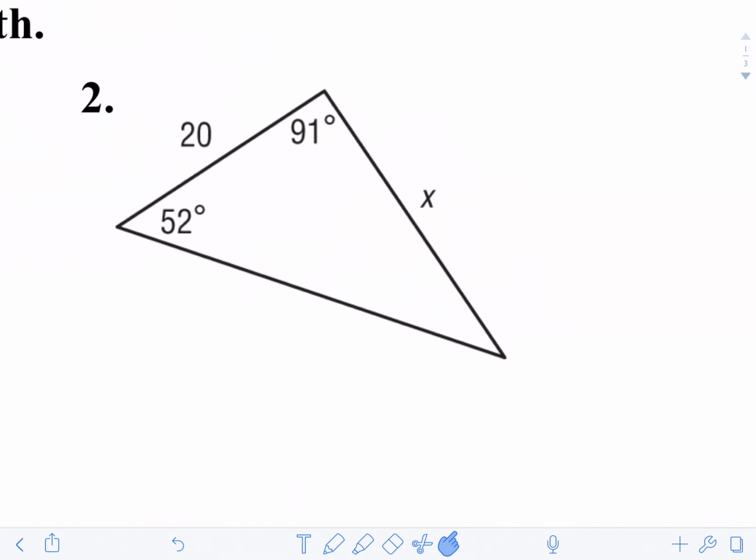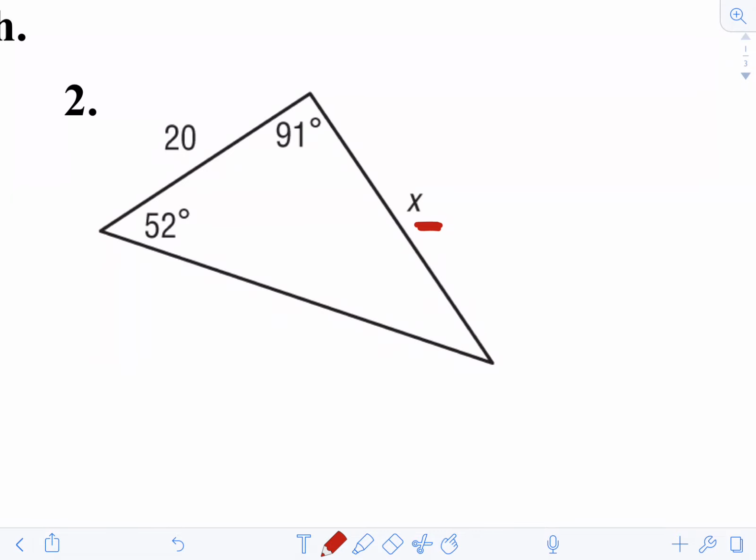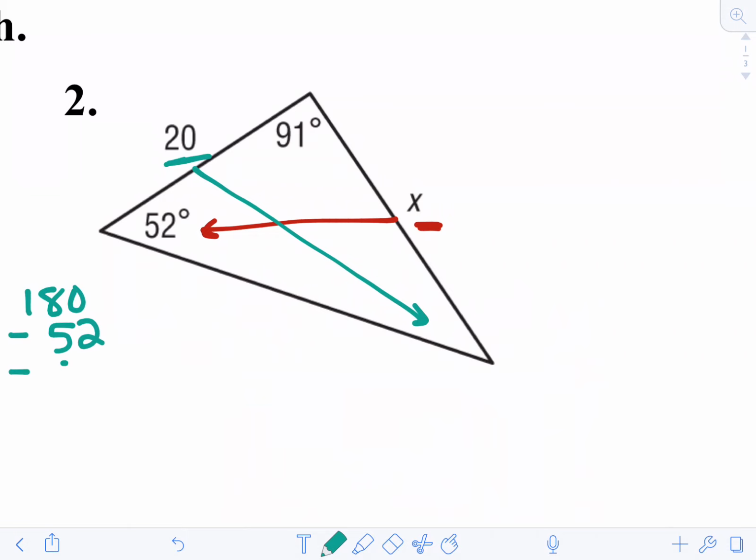Right, number 2. So again, first thing you want to do is look at your sides. So this x is across from the 52. This 20 is across from this angle. We don't have that angle measurement, so we'll do 180 minus 52 minus 91 to figure out how many degrees we have left over, and that will give you 37. So this is going to be across from 37 degrees.